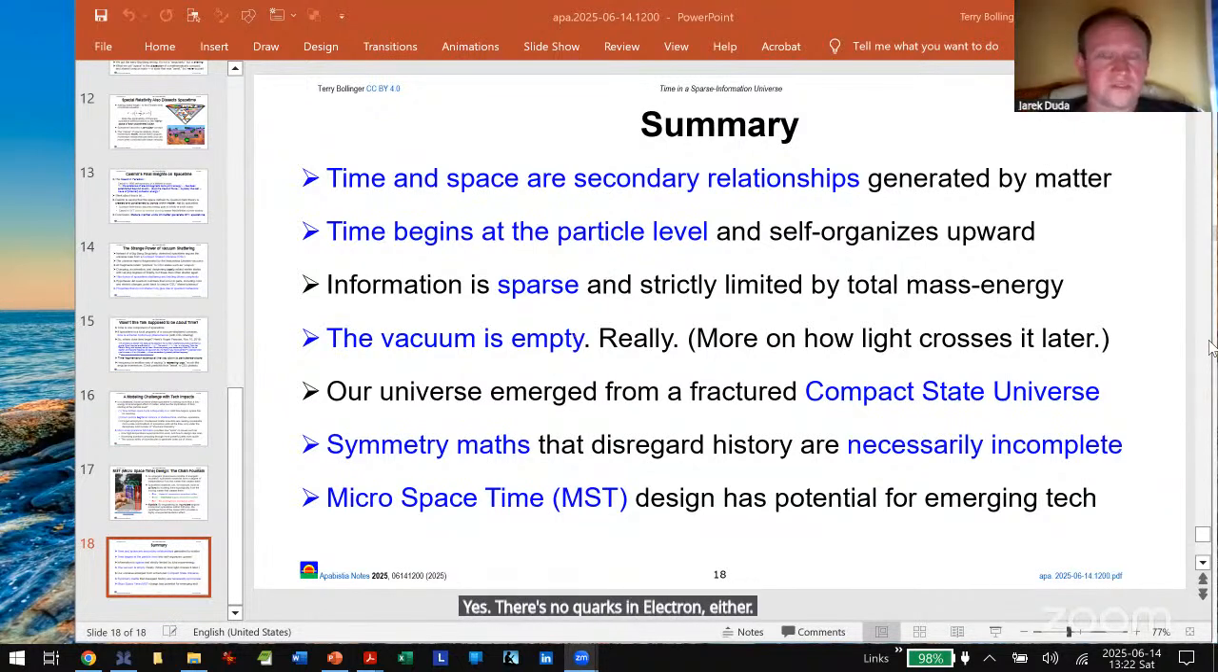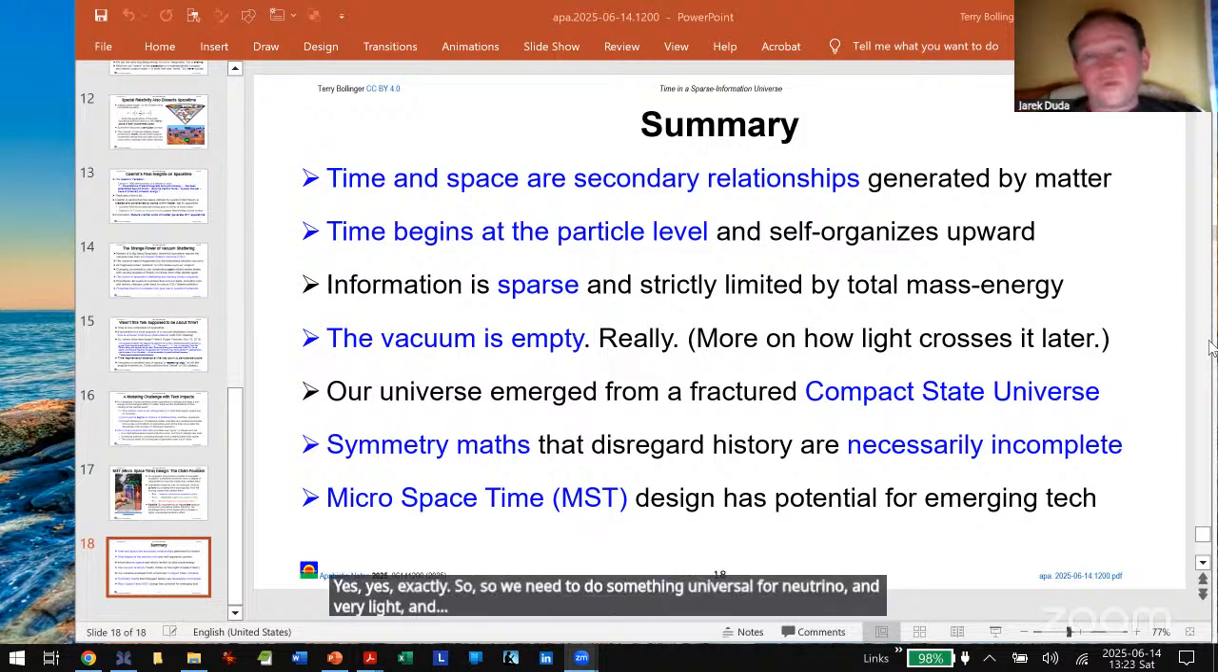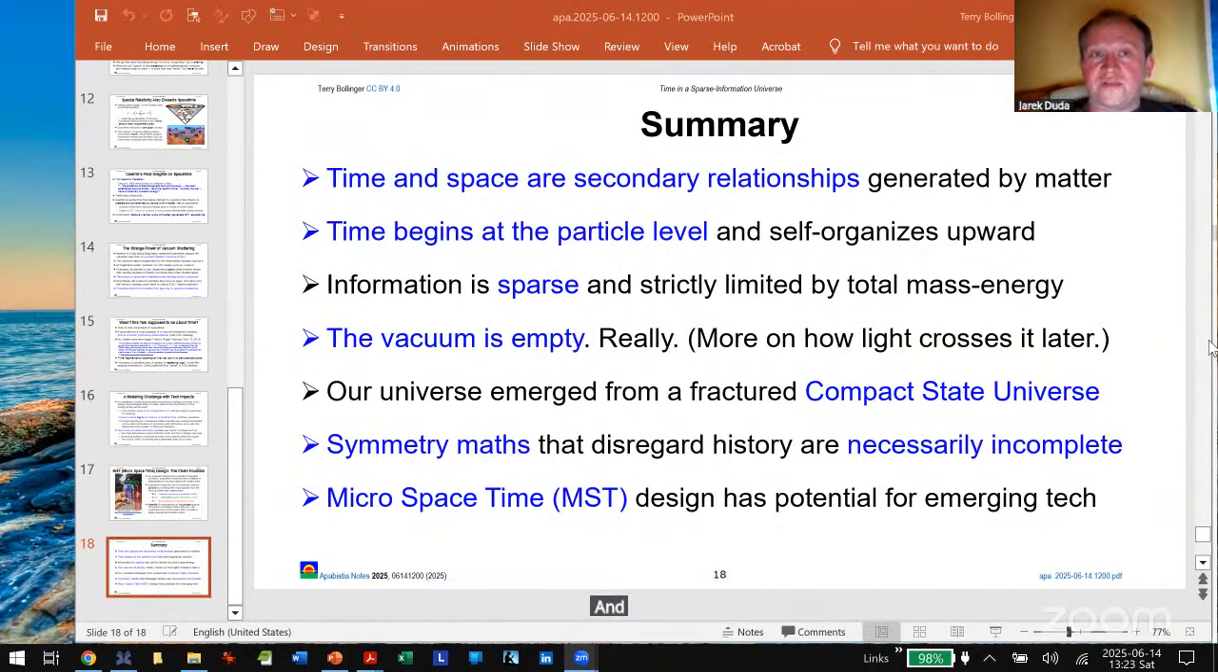Yes, exactly. So we need something universal for neutrino and very light, so you need to think about the entire process. You need to draw some field configuration of neutron, proton, and show that evolution between them produces neutrino. And they are much more universal. So not only here, also muon decay and so on.